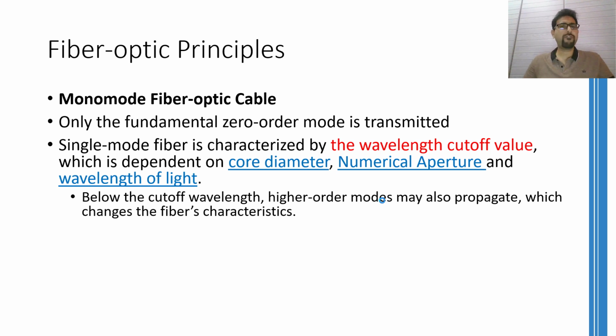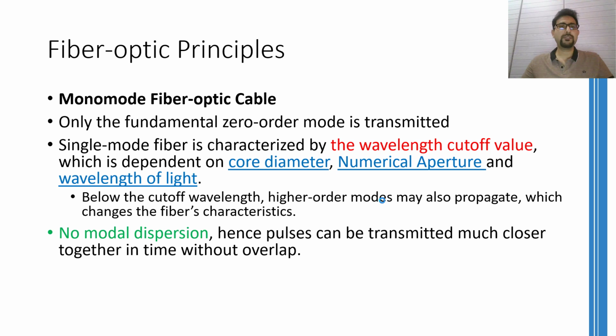If you use a lower wavelength than the cutoff wavelength value, that is, the higher frequency light, then higher modes may also propagate through the monomode fiber optic cable, and this will defeat the purpose altogether. So if there is only one mode traveling through the fiber optic cable, then there will be no modal dispersion. Hence, pulses of light can be transmitted much closer in time. Because of their high data carrying capability, monomode fiber optic cables are used for long-range communication systems around the world.